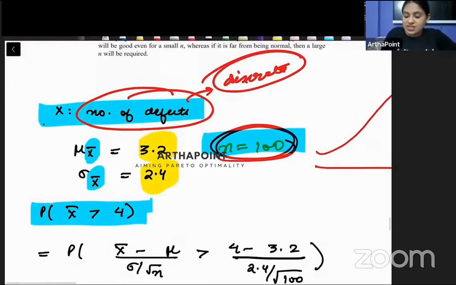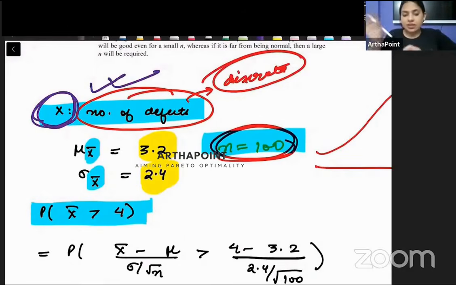Even though X represents a discrete variable, I am able to go ahead and use a normal distribution on it using the central limit theorem, because I am talking about the distribution of the mean, first thing, and secondly I am talking about sample size greater than 30. Okay, beta.